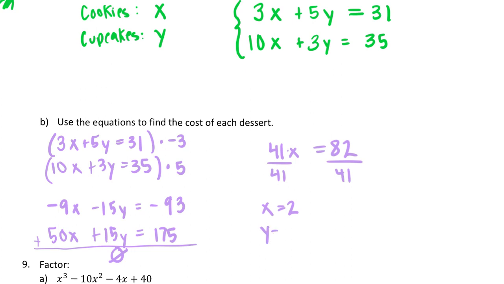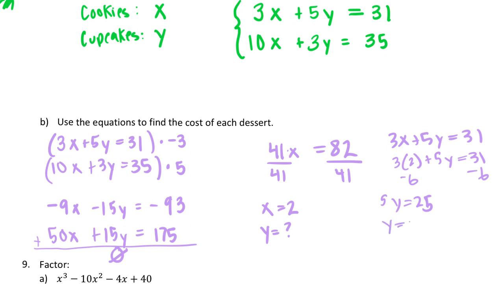Now we just need to figure out what the y value is. So let's use this 3x plus 5y equals 31. We know x is 2, so 3 times 2 plus 5y equals 31. So that's 6. We're going to subtract 6 from both sides. We get 5y equals 25.